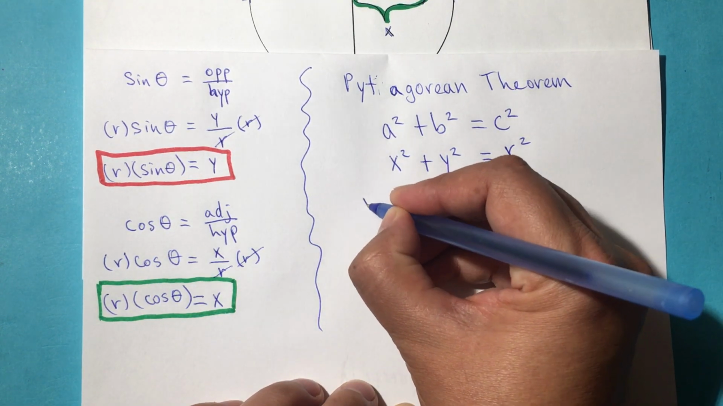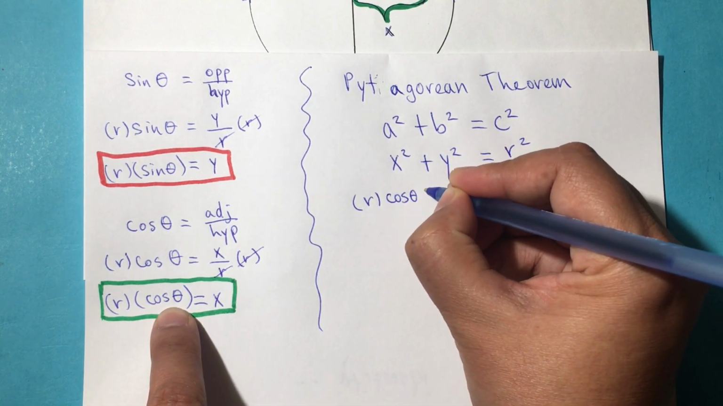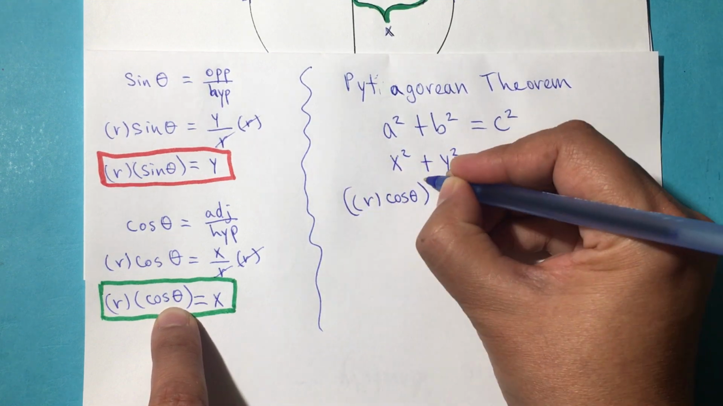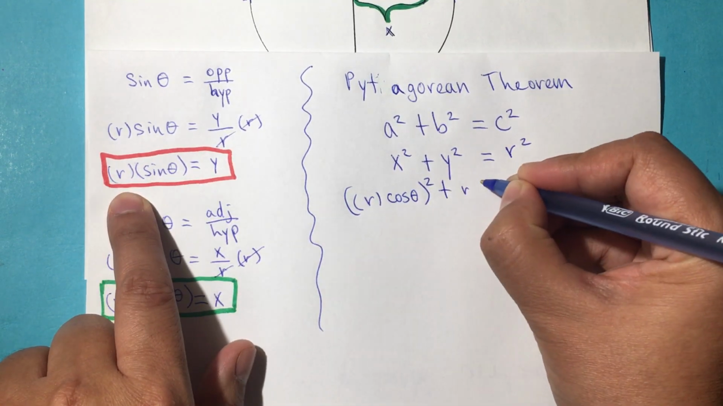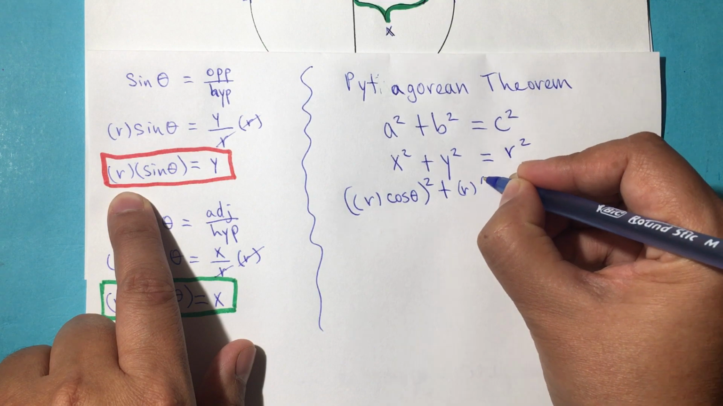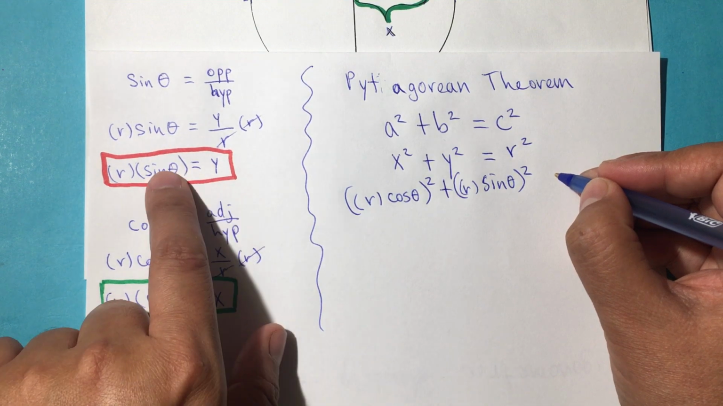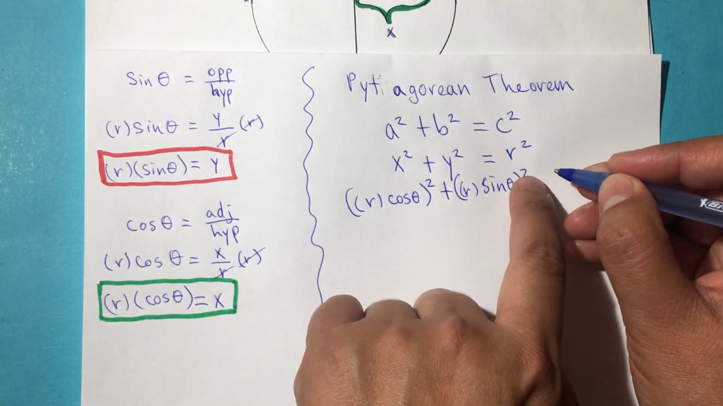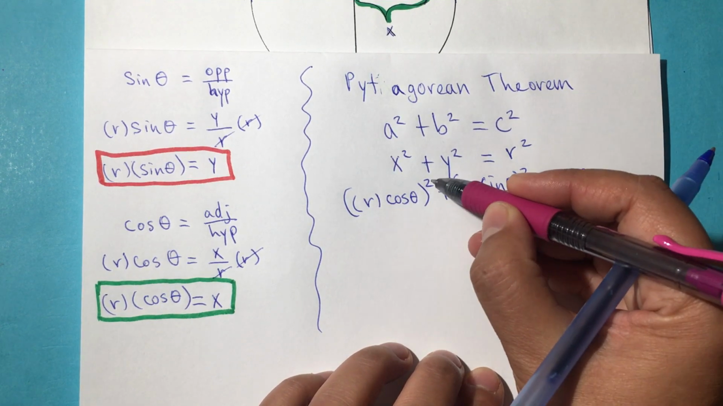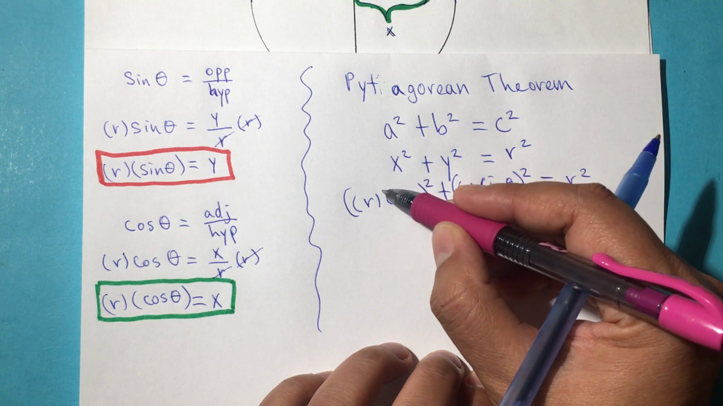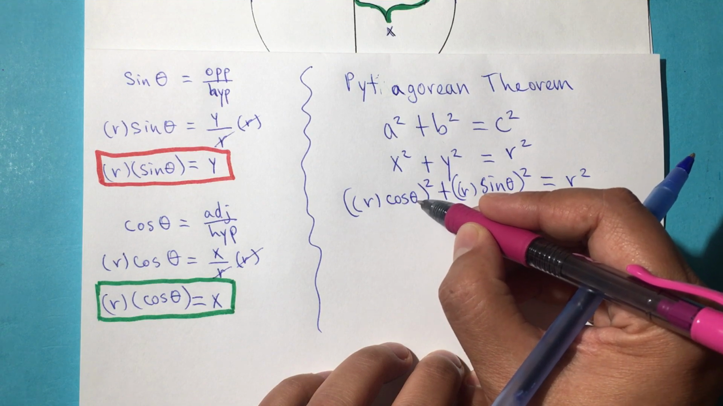So we're going to write R times cosine of theta, and all of that to the second power, plus now y is R times sine of theta, all of that squared, because that's what y stands for, and squared again comes from here, equals the radius squared. Now this square belongs to each one of these. It just means that the R is squared and that the cosine of theta is squared.